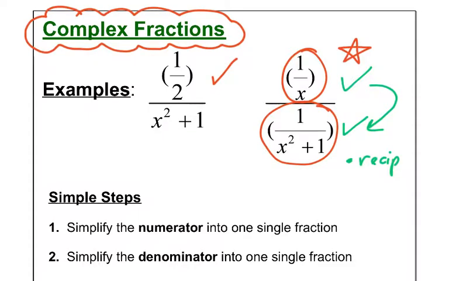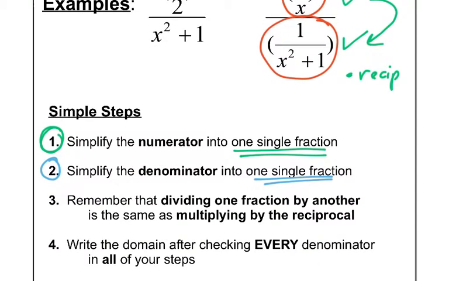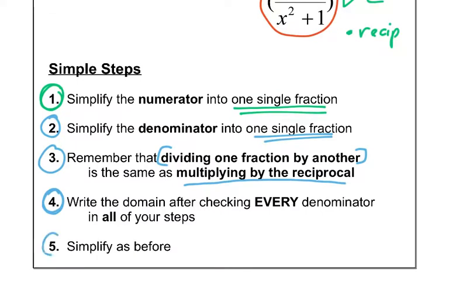So in terms of order, now that we know what complex fractions are, our goal is very simple. Let's simplify the numerator into one single fraction. Let's simplify the denominator into one single fraction. And then once you've got that, you're good to go, right? Dividing a fraction by another is the same thing as multiplying by the reciprocal of the bottom. And then we should check our domain, always, always. And then if there's any kind of simplifying that we can do at the end, whether we can factor and cancel, let's do that.